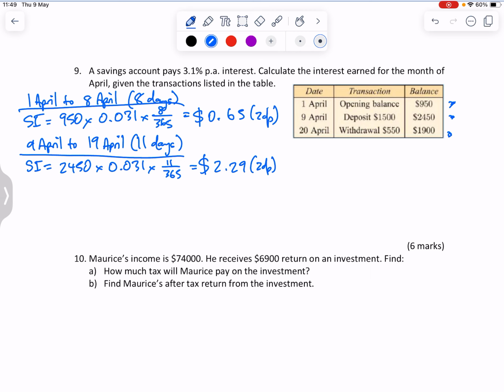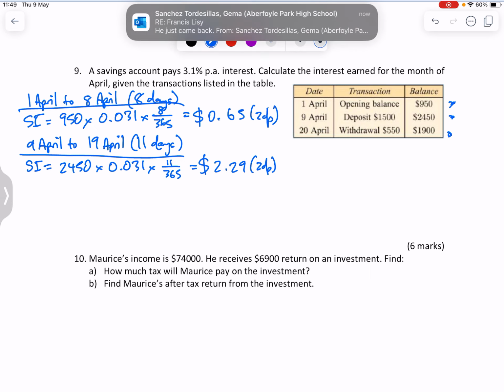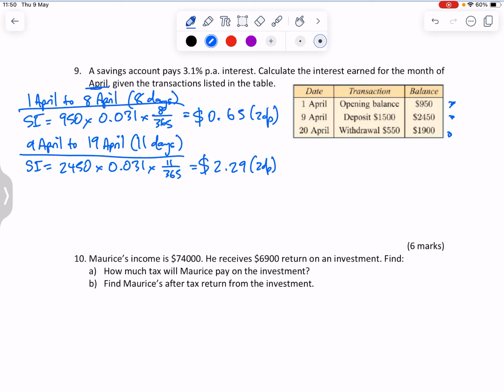And then we have the last bit of April, because we want to know what happened in April. How many days in April? January, February, March, April, May. April is between two knuckles, so it must be 30 days.